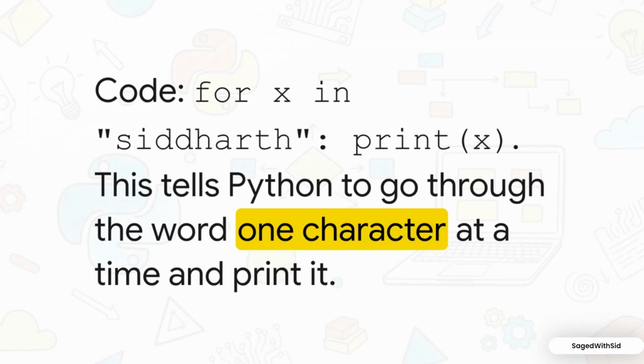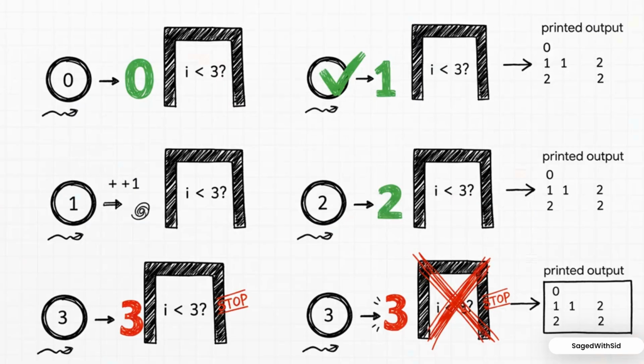Check this out. This is a perfect, simple for loop. We're basically just telling Python, hey, for every single letter in this name, just print it out. And look what it does. It just goes through character by character, SID, SID, and prints each one. Easy.